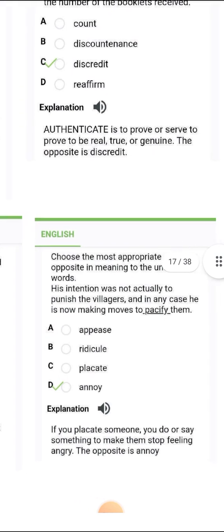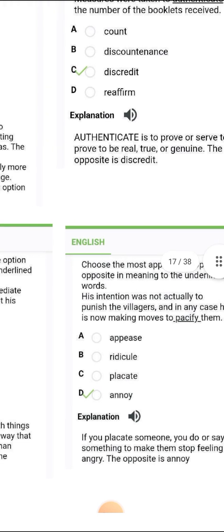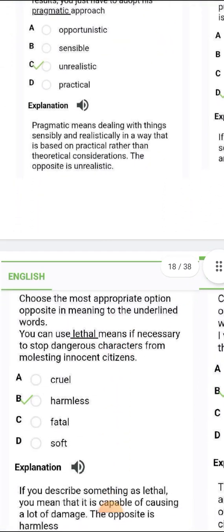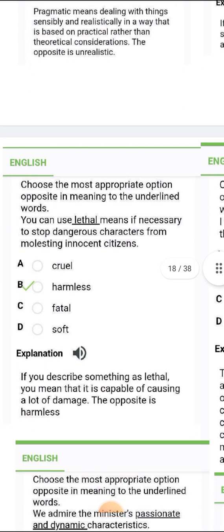Alright? The next one there is pacify. Pacify is the opposite of annoy. If you placate someone, you do or say something to make them stop feeling angry. The opposite is annoy. Right? The next word there is lethal, harmless. If you describe something as lethal, you mean that it's capable of causing a lot of damage. The opposite is harmless.